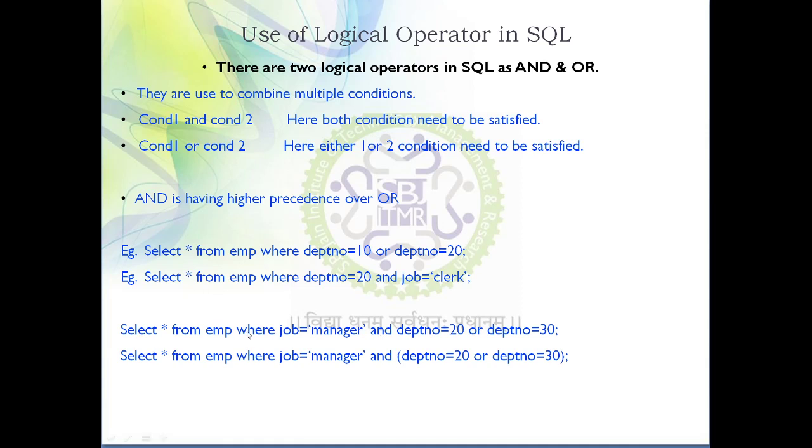So suppose we execute this query, we will not get the actual or expected output. So if you want to get the actual output, what we need to do is add this particular line into parentheses. The reason is very simple. We want the job to be manager and either the department is 20 or it is 30. That means we want this part to be executed first.